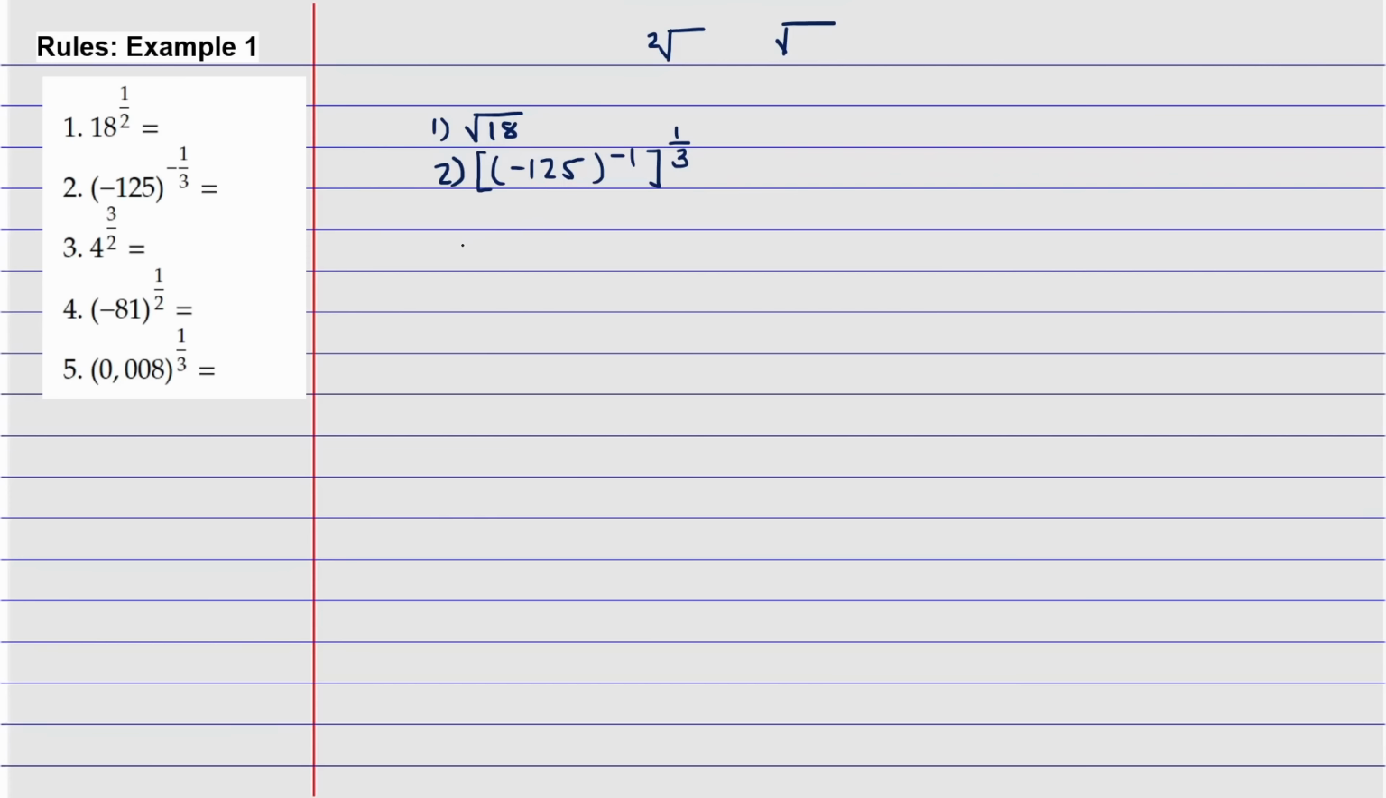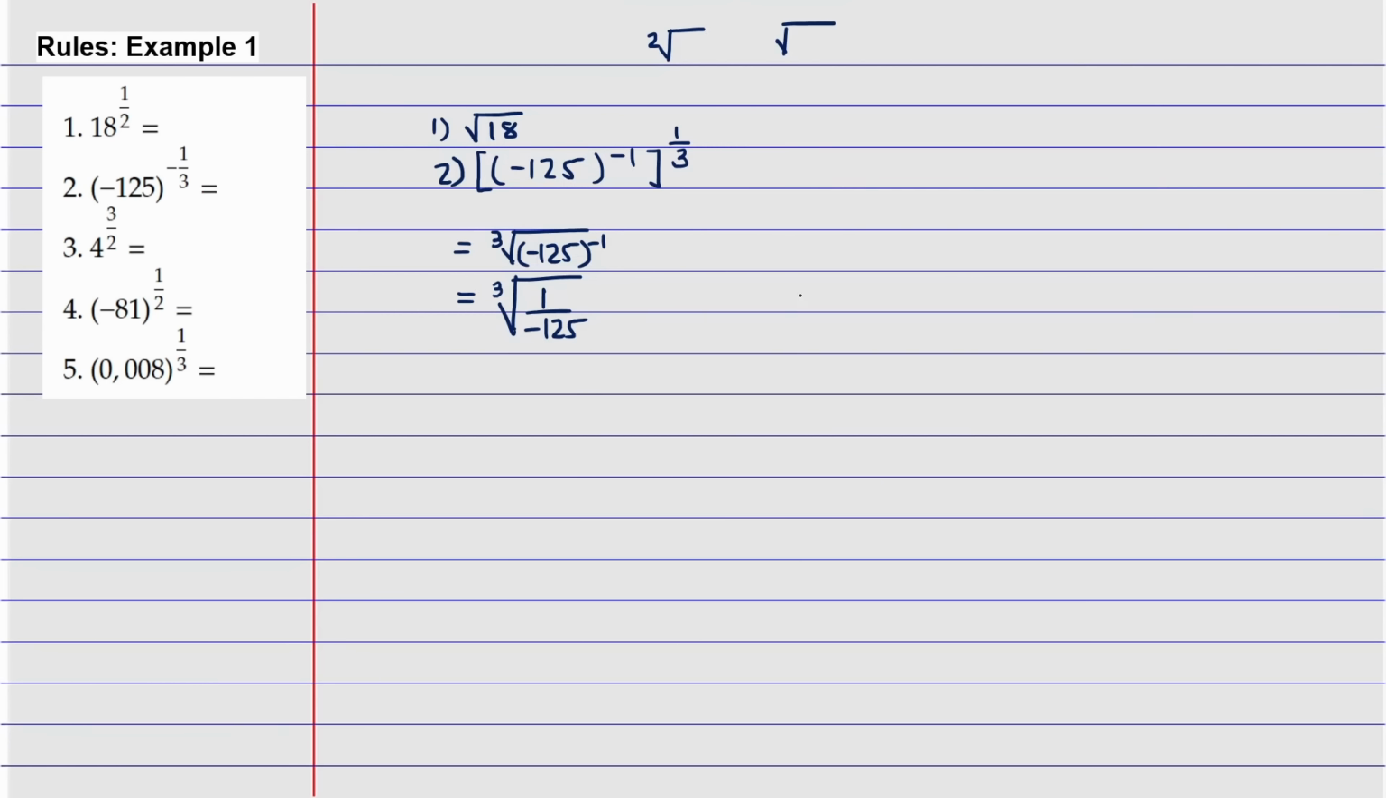So this is going to be the same as saying the cube root of negative 125, to the power negative 1. Remember the fact that this is a negative exponent. So that's going to be the same as 1 divided by negative 125, changing this negative exponent to a positive. So this will be your final answer. I hope that makes sense.